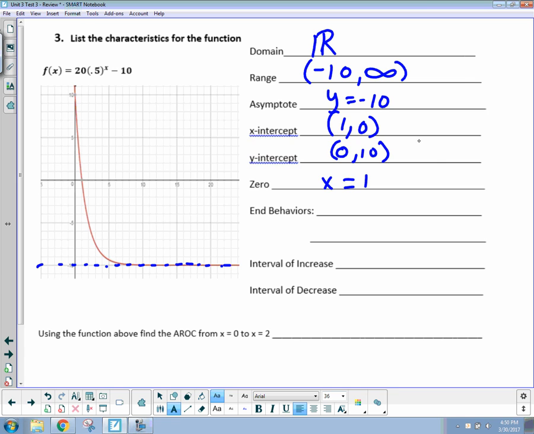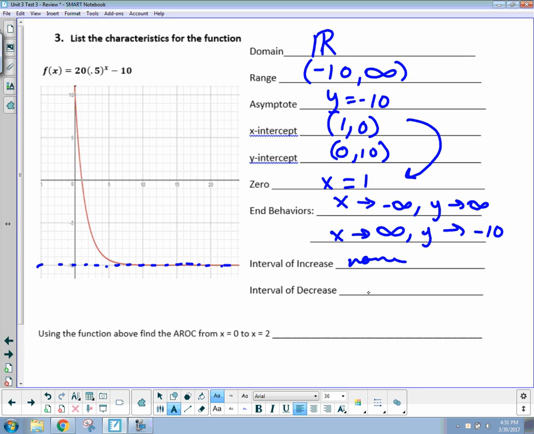In end behaviors, as x approaches negative infinity, y approaches infinity, and as x approaches infinity, y is approaching negative 10, the asymptote. Intervals of increase, again none, this is a decay. Intervals of decrease, negative infinity to infinity.